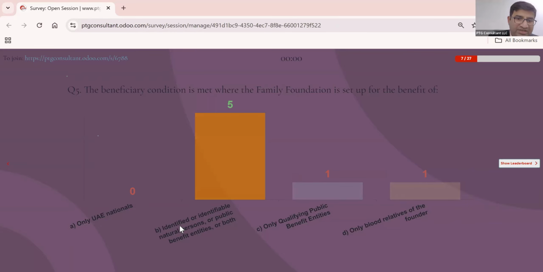Here the main term is identified and identifiable. Would anybody like to give an answer? Okay, identified, we might understand. Any one participant name, or I'll mention: Ghazanfar Hussain is one of the identified, or Miss Arina is one of the identified, or any other person is identified.